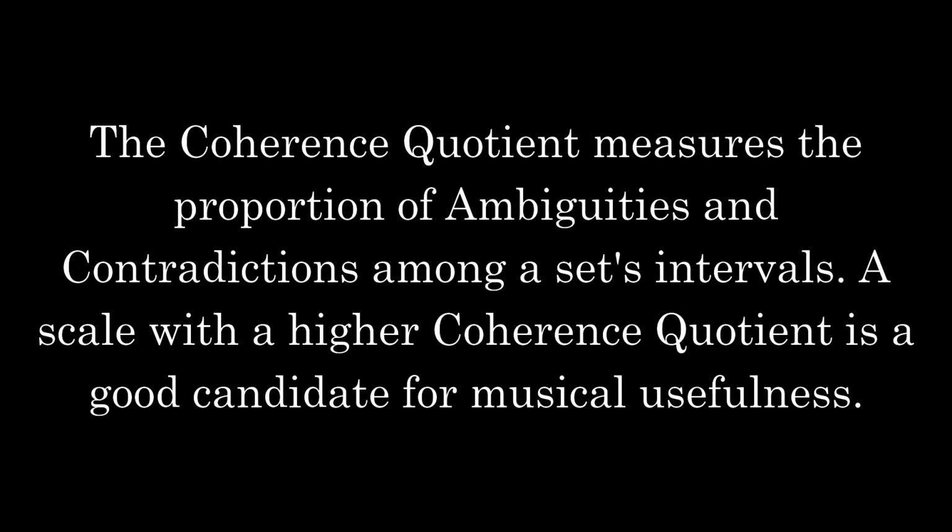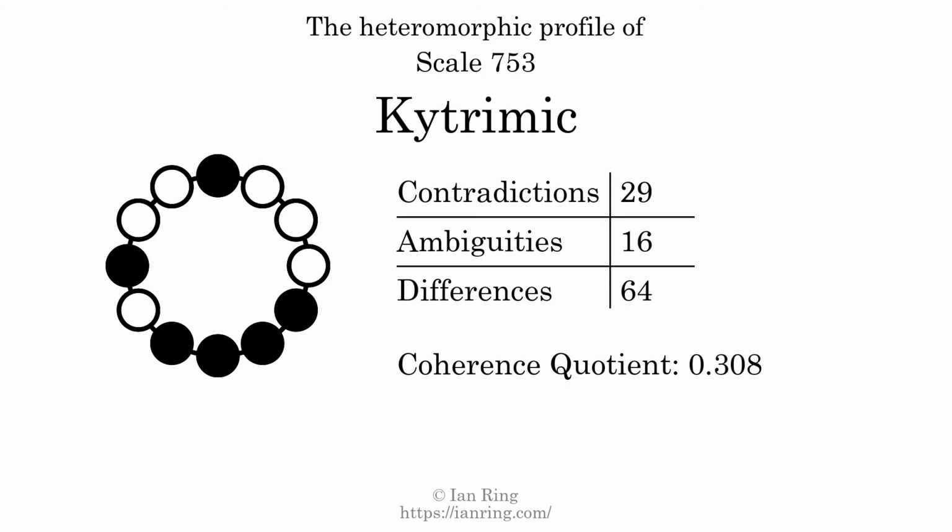The coherence quotient measures the proportion of ambiguities and contradictions among a set's intervals. A scale with a higher coherence quotient is a good candidate for musical usefulness. The coherence quotient is 0.308.